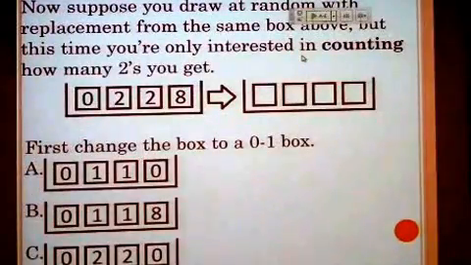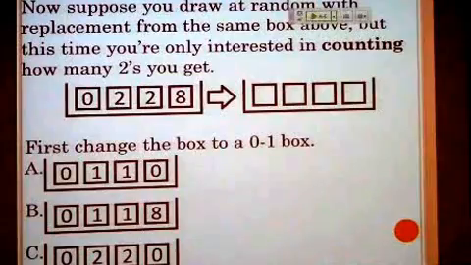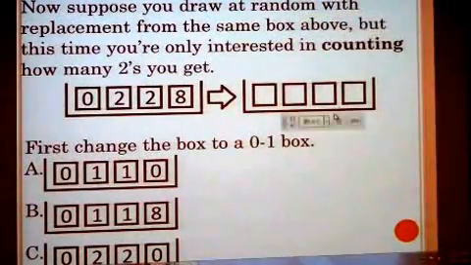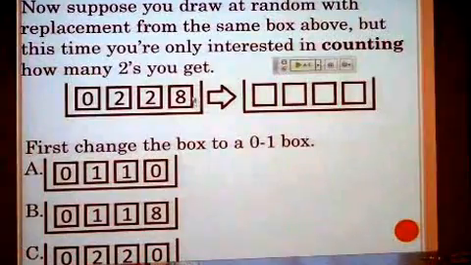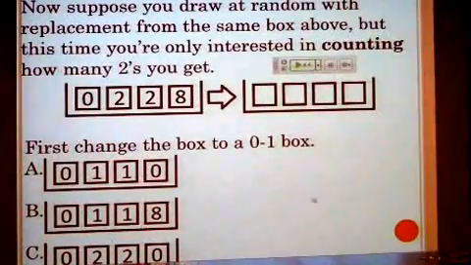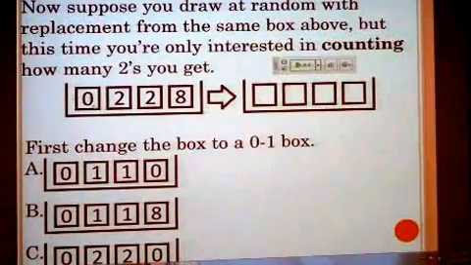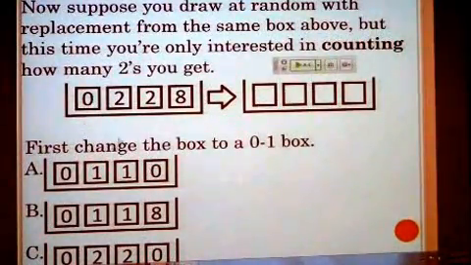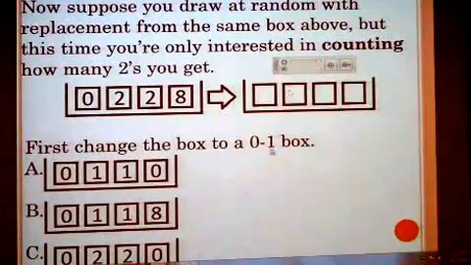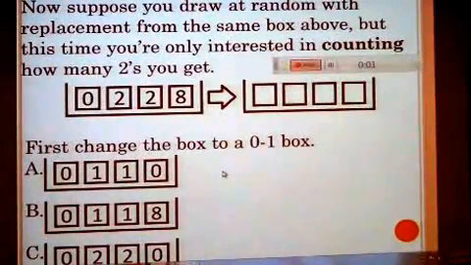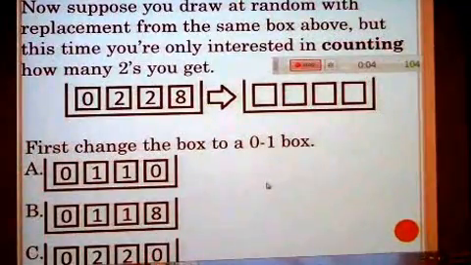Let's just continue here, because this is the next question. Now suppose you draw at random with replacement from the same box, but this time you're only interested in counting 2s. Change the box to a 0, 1 box. Which box is it going to be? If you get a 2, you count it as 1. What if you get anything else? What are you going to count it as?